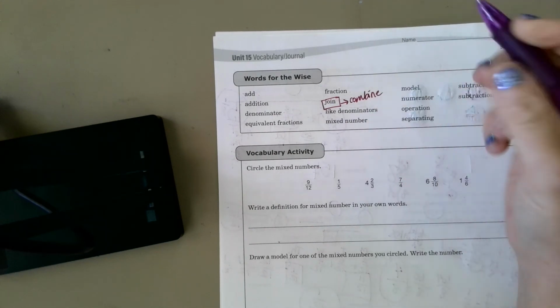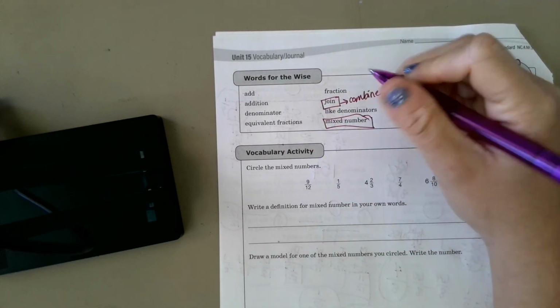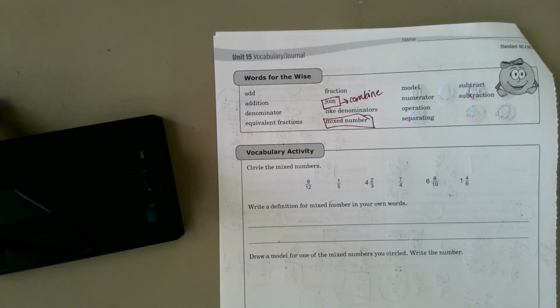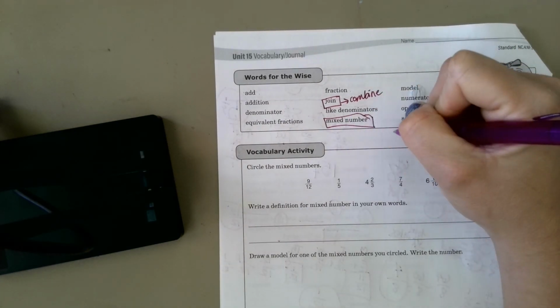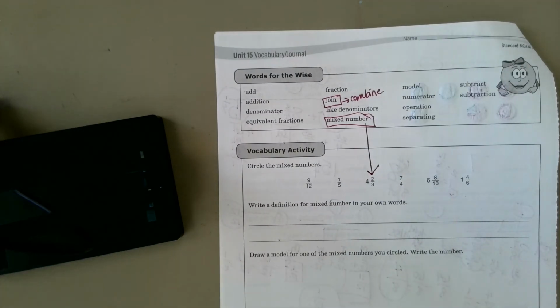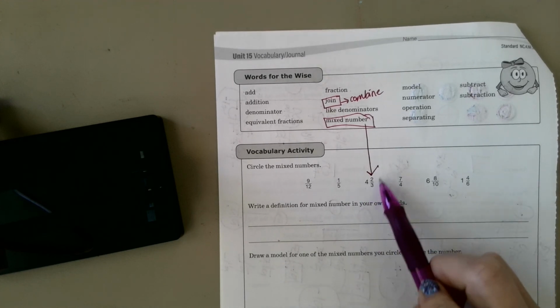A mixed number is also a new term for you. Okay, a mixed number is, number one, it's more than a whole. Let's see, I'm looking at the definition in the back of the book. It says a number made up of a whole number and a fraction. Okay, so it's a whole and a fraction. For example, I'll give you one. There is a mixed number. Okay, 4 2/3. There's a whole number and then there's a fraction.